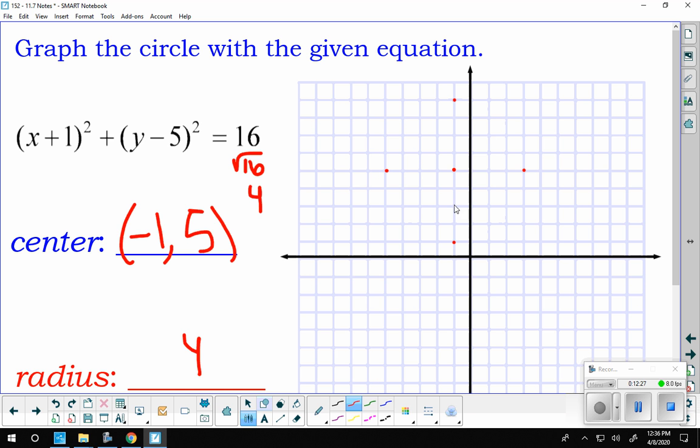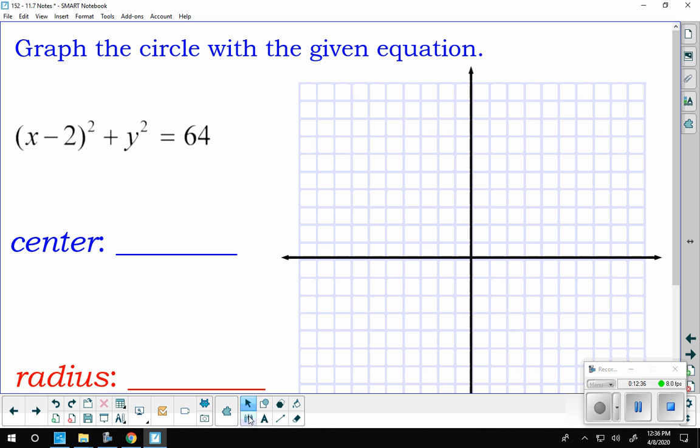There we go, and we can make a nice circle. Beautiful. All right, next one. -2, so my center is at +2. I'm not adding or subtracting anything from the y, so that's 0. So 2 in the x direction, 0 in the y direction.